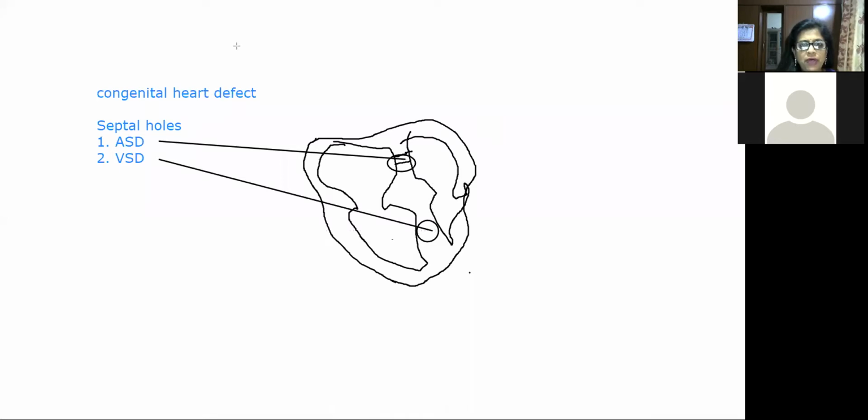So what happens if there is ASD, as left chambers are highly thick walled, whenever the contraction happens, blood will move from left auricle to left ventricle. Sorry, left auricle to right auricle. This is called the left to right shunt. If it is continuously transporting from left auricle to the right auricle, this chamber will get enlarged. There will be right atrial hypertrophy and right ventricular hypertrophy. This will get enlarged.